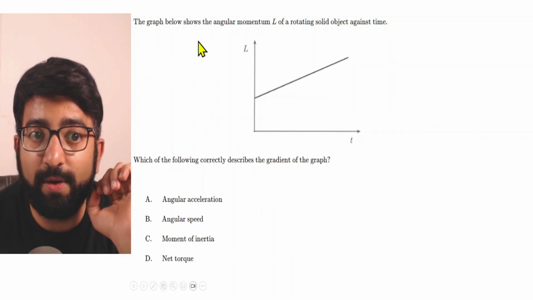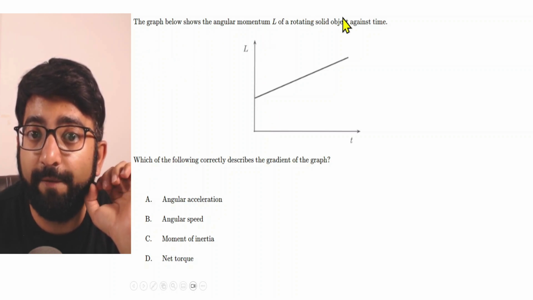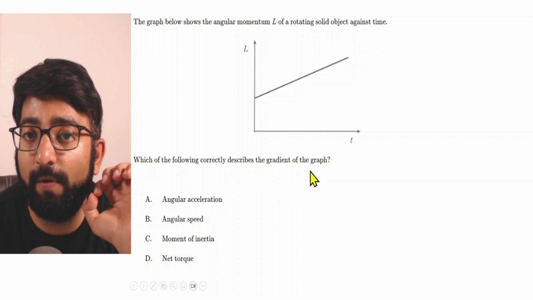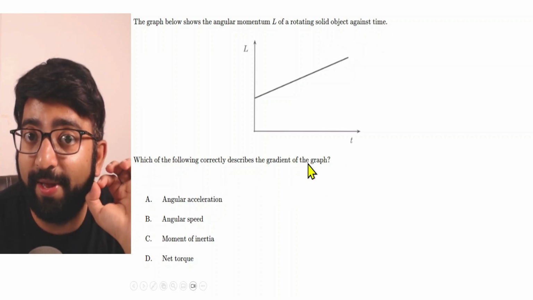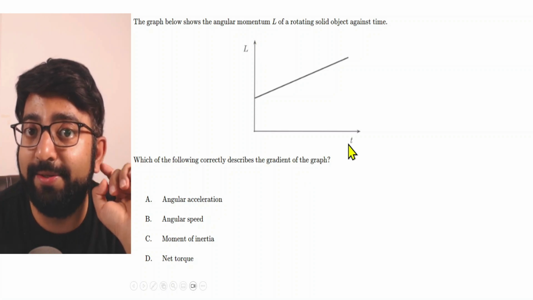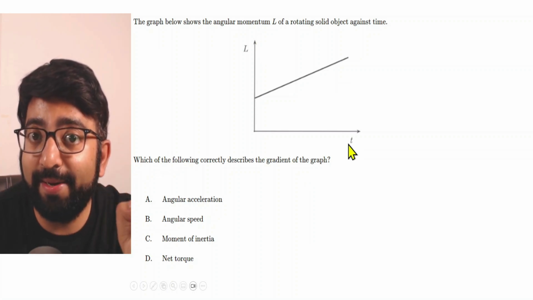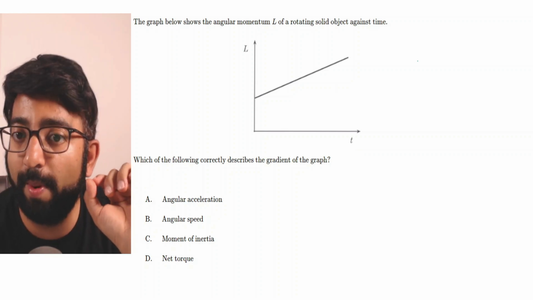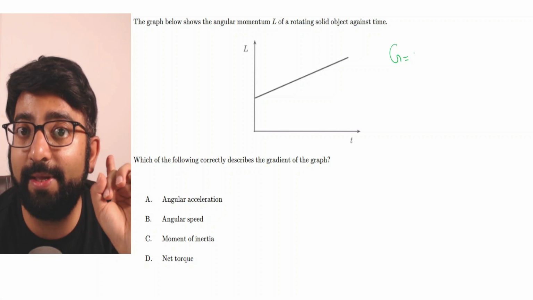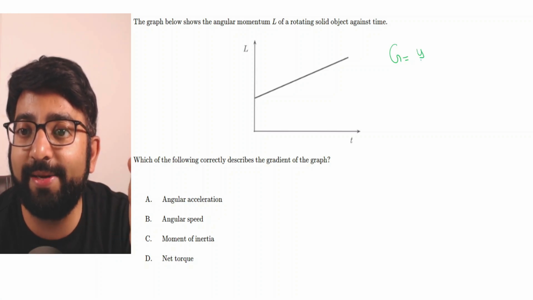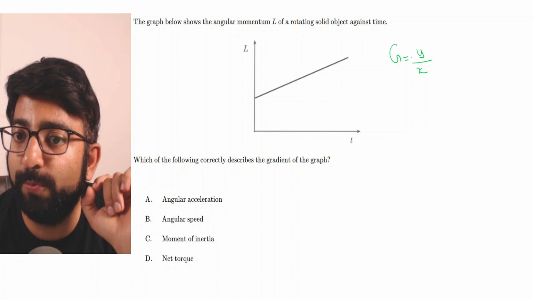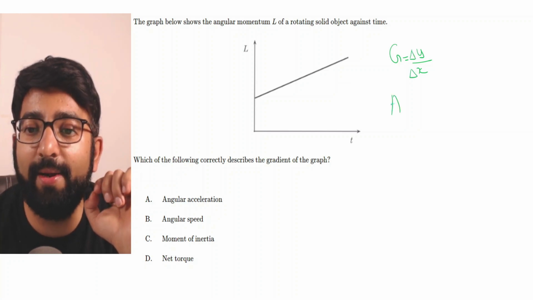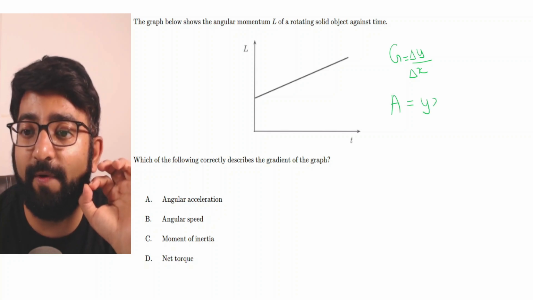Next, we have the graph below that shows the angular momentum of a rotating solid object against time. Which of the following describes the gradient of the graph? Now, in physics questions, whenever you have graph-based questions, there are only two things you can do: either gradient or area under the graph. But how to check which one to use where? So remember the trick: gradient is nothing but the division of axes, so y-axis upon x-axis. To be more specific, it needs to be delta y upon delta x. Area, on the other hand, will be the multiplication of the axes, y into x.